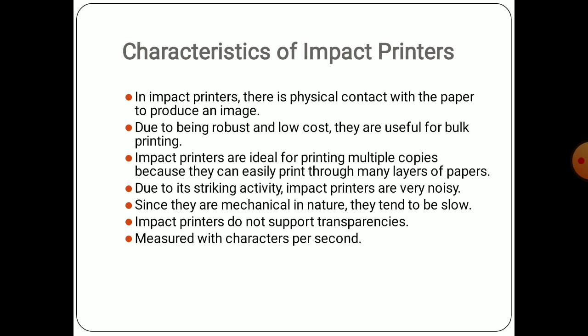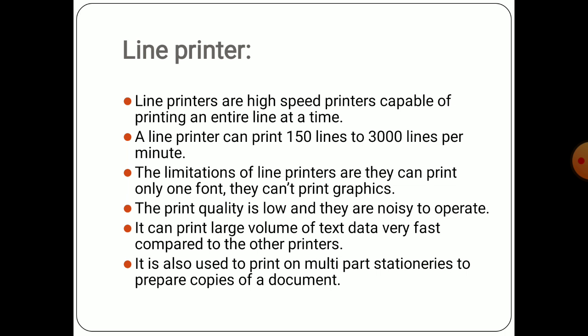The speed of your impact printer is calculated based on characters per second: in a single second, how many characters your printer is able to print out. Based on that, the capacity is calculated. That is your impact printer. Next, we'll start to study the line printer.